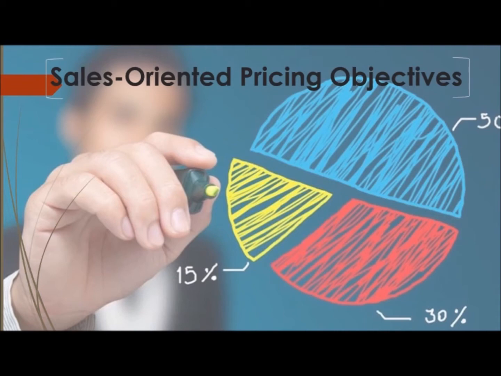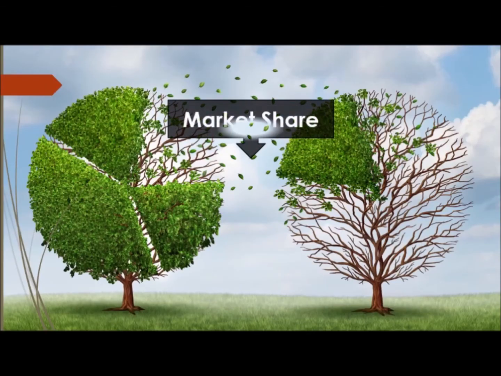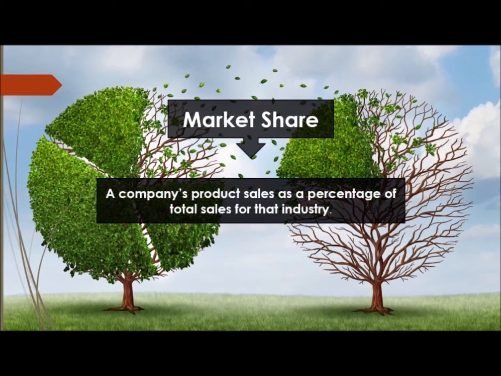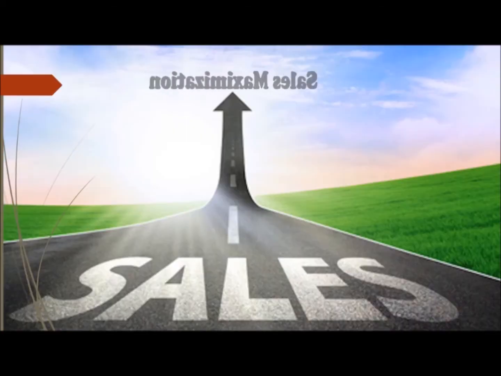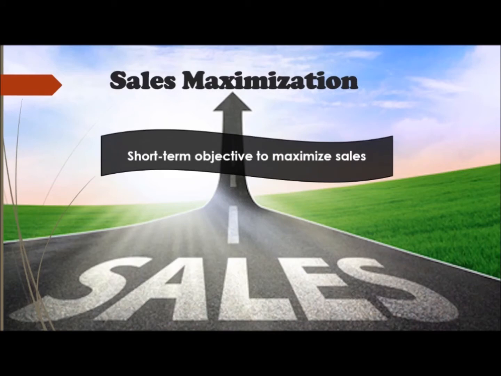Sales-oriented pricing objectives are divided into two. First, market share. Second, sales maximization. Market share means a company's product sales as a percentage of total sales for that industry. Sales maximization means a short-term objective to maximize sales.